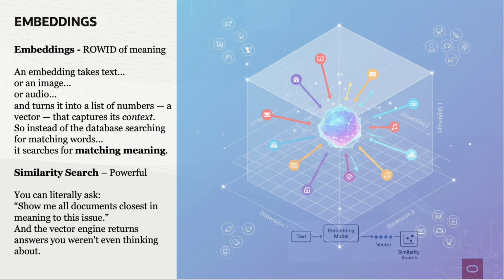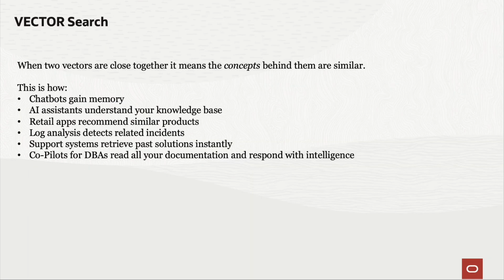This makes similarity searches very useful. You can ask the system to find the closest documents to a problem you're dealing with, even if none of the wording overlaps. The vector representation does the heavy lifting. Once information is stored as vectors, we can compare them. If two vectors sit close together, it means their content is likely to be related in context. And this simple comparison drives many AI features. It's how AI assistants understand your knowledge base, even if you phrase things differently, and how chatbots appear to remember context.